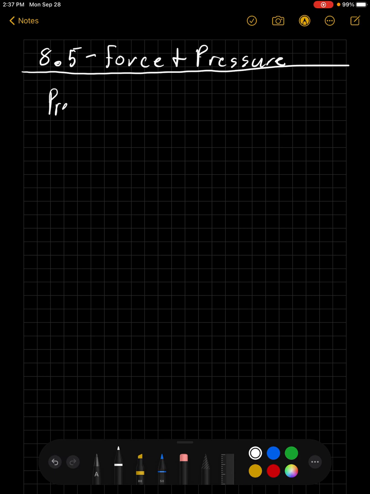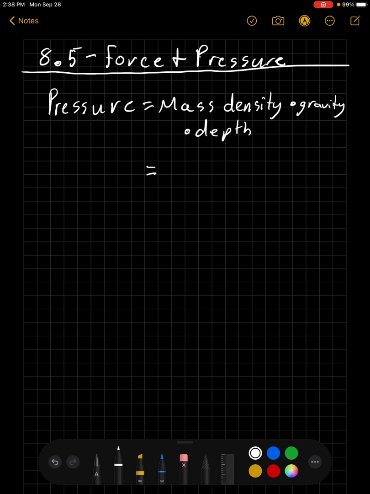First off, note that pressure is equal to mass density. Let me just rewrite it. Okay, pressure is equal to mass density times gravity times depth, or as we're usually going to write it, delta GH.